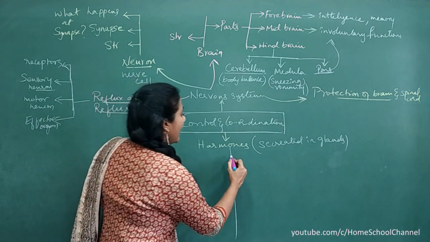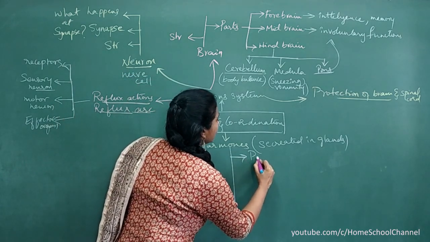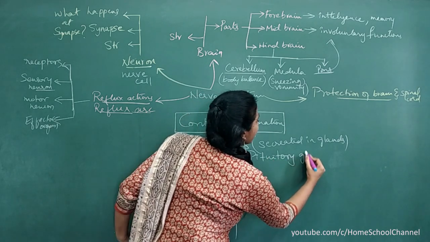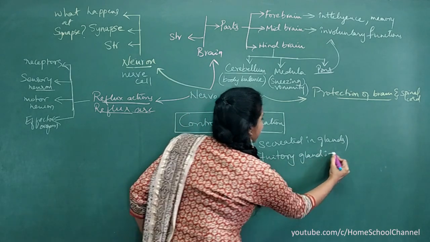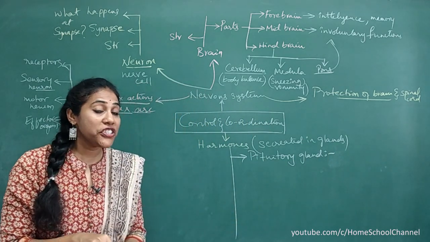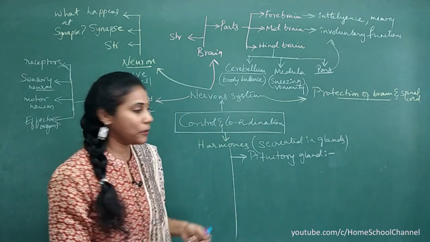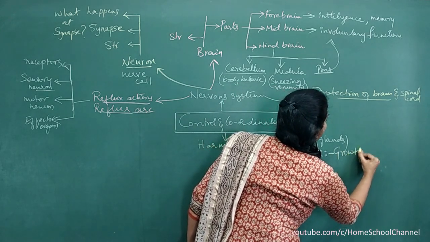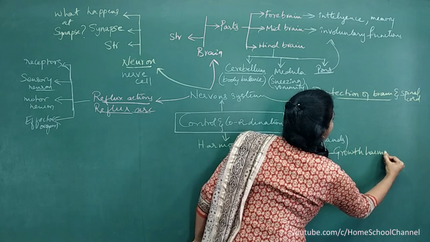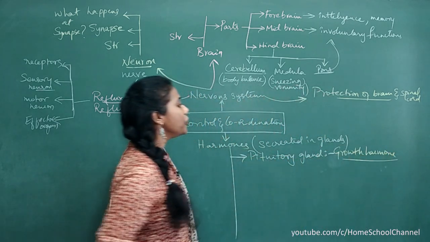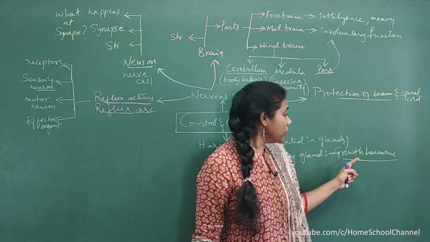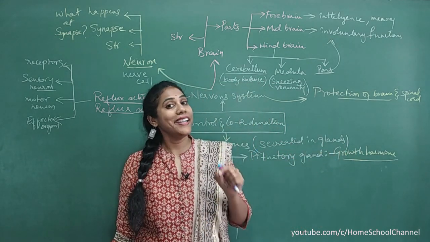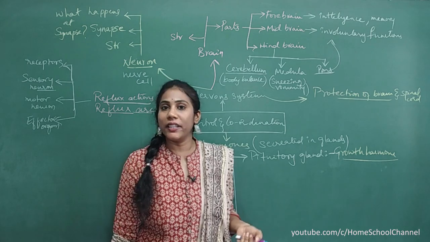Okay, fine. And the first gland that I would like to talk about is the pituitary gland. You must know which gland secretes which hormone. The pituitary gland always secretes growth hormone. So what is the use of growth hormone? Growth hormone helps in the growth of the body. It helps for the growth of the human body, right?